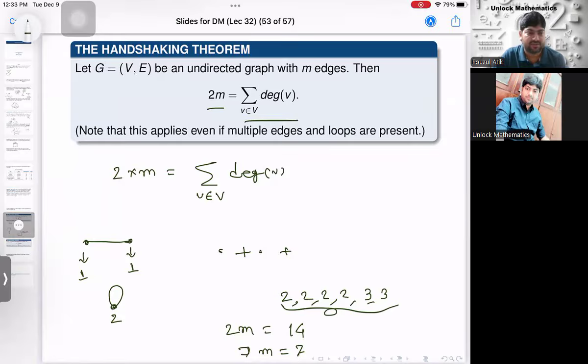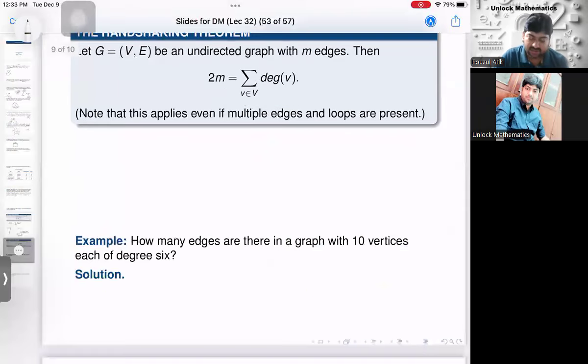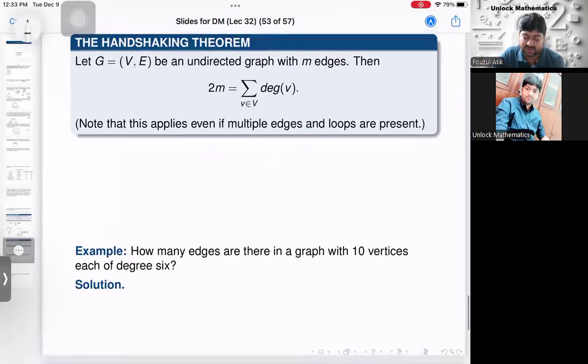I hope this is clear. Then I have another example, look at this and tell me the answer. How many edges are there in a graph with 10 vertices, each of degree 6? So in a graph you have 10 vertices and each has degree 6. How many edges will there be?